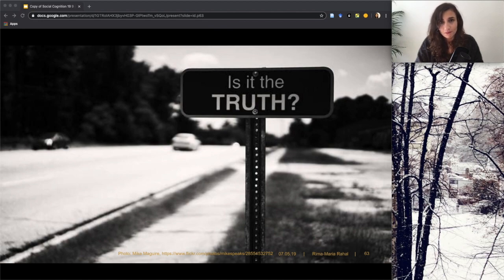And in the next session, we will look in more detail at theories that revolve around the question of prosociality and morality.